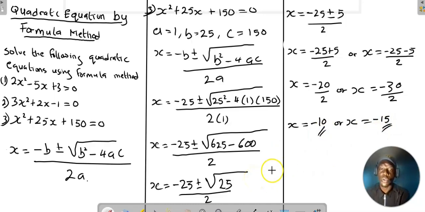We've also done this exact same question using the factorization method. So in our next video, we'll be solving this using the completing the square method.